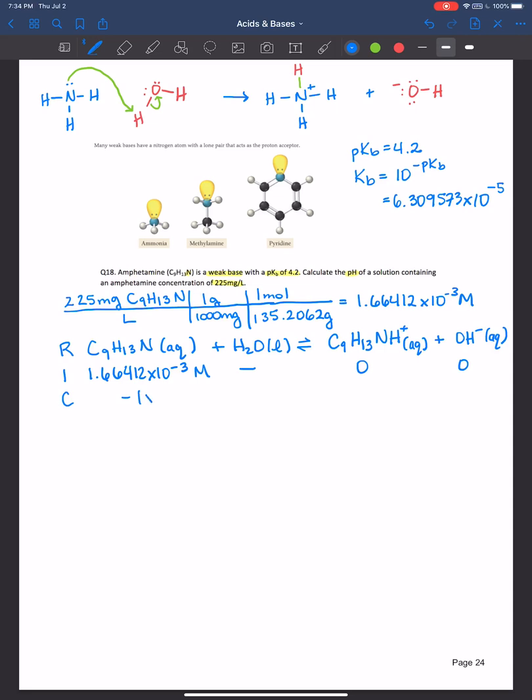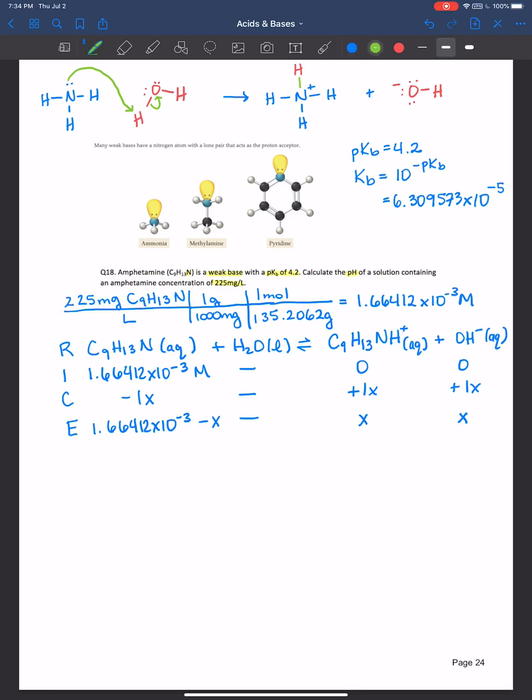Reactants change by decreasing over time. The products are increasing. Everything's a 1-to-1 ratio. So that's why it's minus 1x, plus 1x, plus 1x. And then 1.66412 times 10 to the negative third minus, and then I'm just going to say minus x here, at equilibrium. 0 plus 1x is x, and then same for the hydroxide.